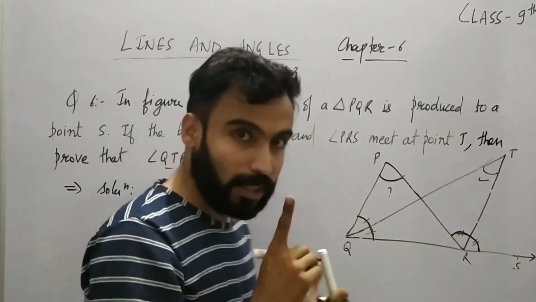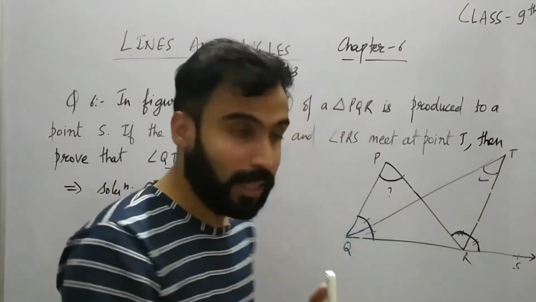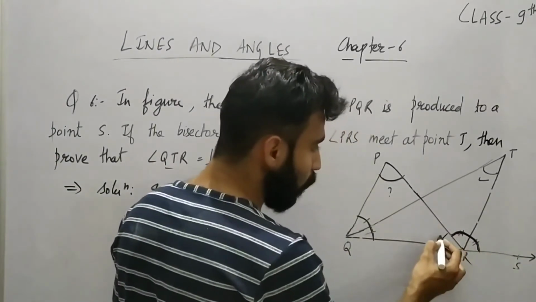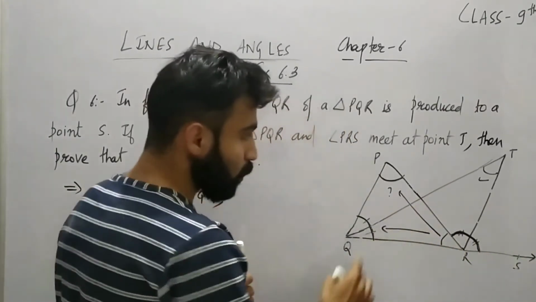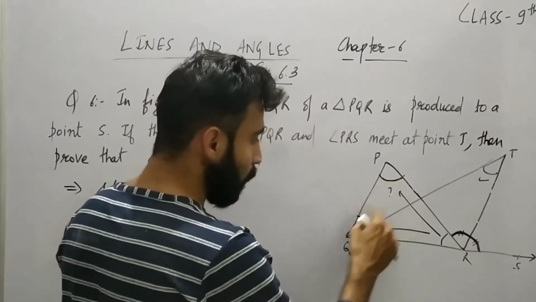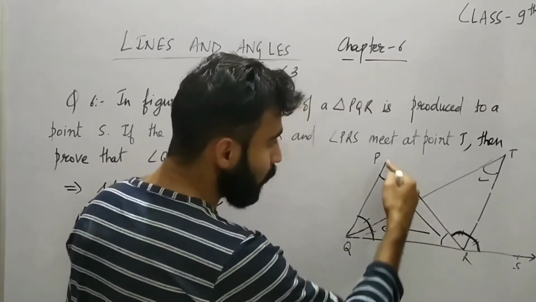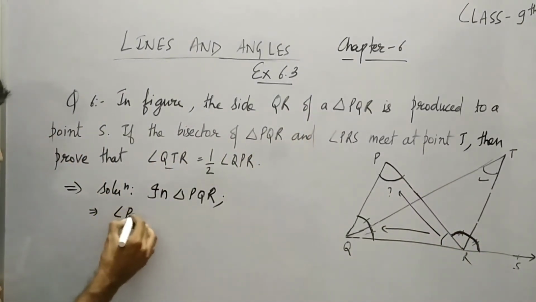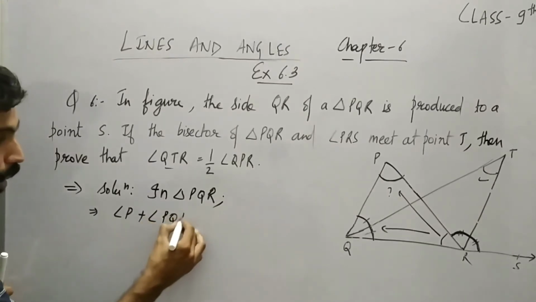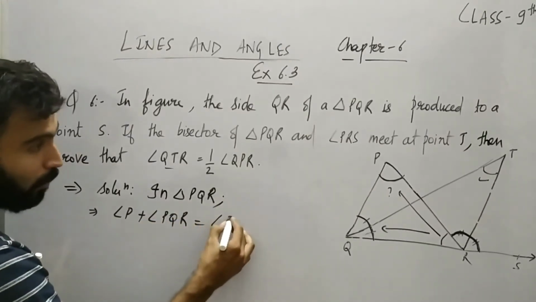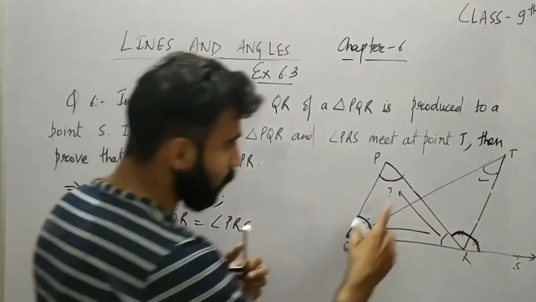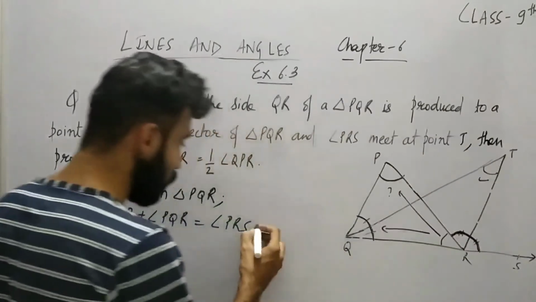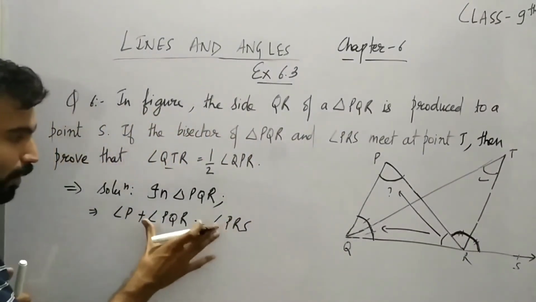We know the external angle property of a triangle, which is that the value of the external angle is equal to the sum of the interior opposite angles, right? So here we can say that angle P plus angle PQR is equal to angle PRS. Let me write that. The sum of both the angles is equal to the external angle. So this is the first statement I have written here.